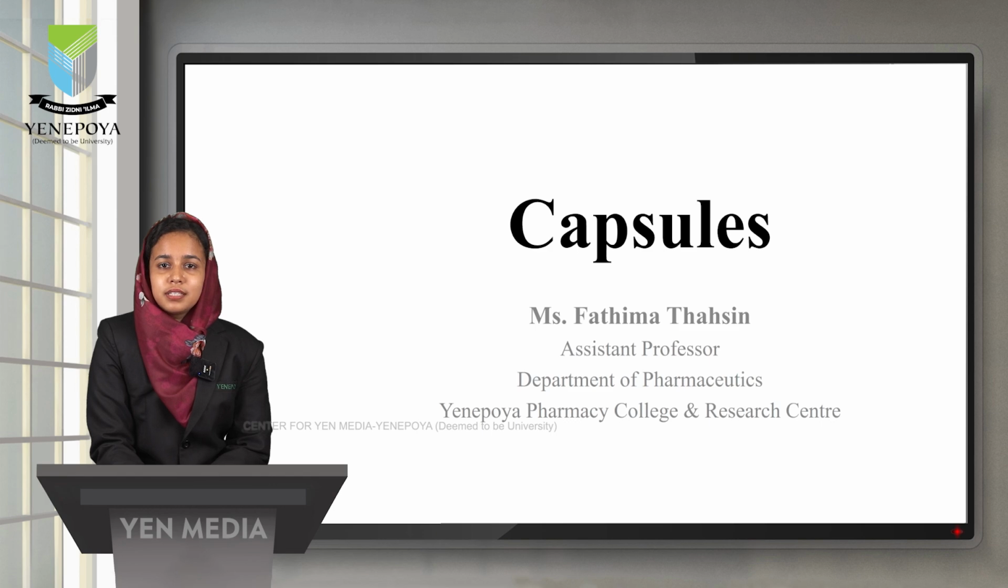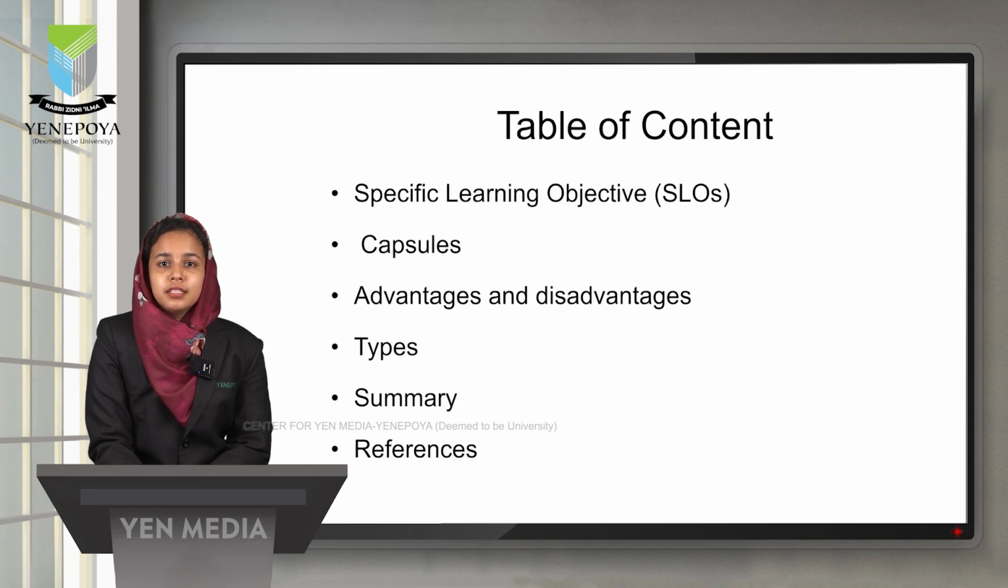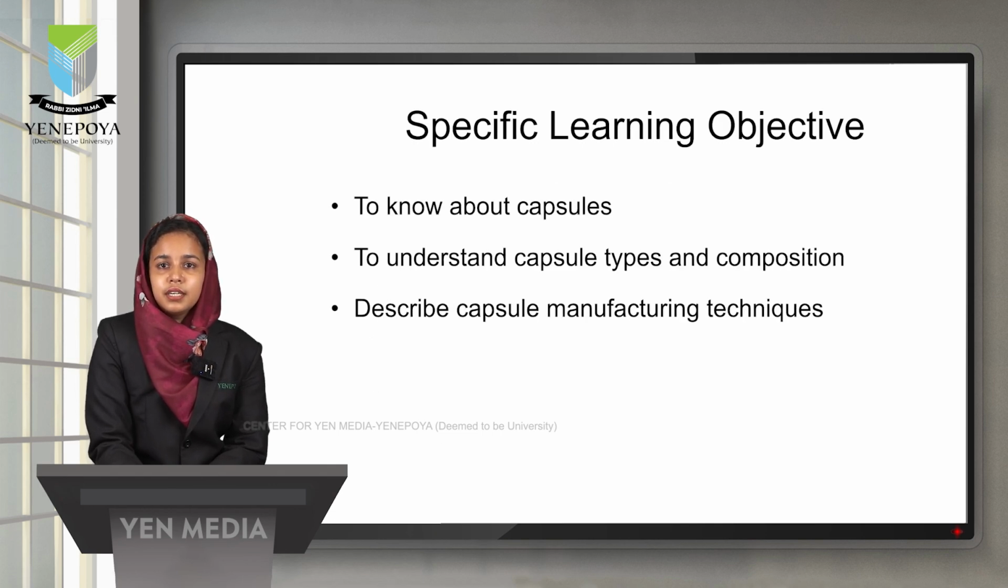So today's topic is capsules. Discussing the table of contents, it includes capsules, advantages and disadvantages, types, summary and references. So the specific learning objective: at the end of the session, the student should be able to know about capsules, to understand capsule types and composition, and various manufacturing techniques of capsules.